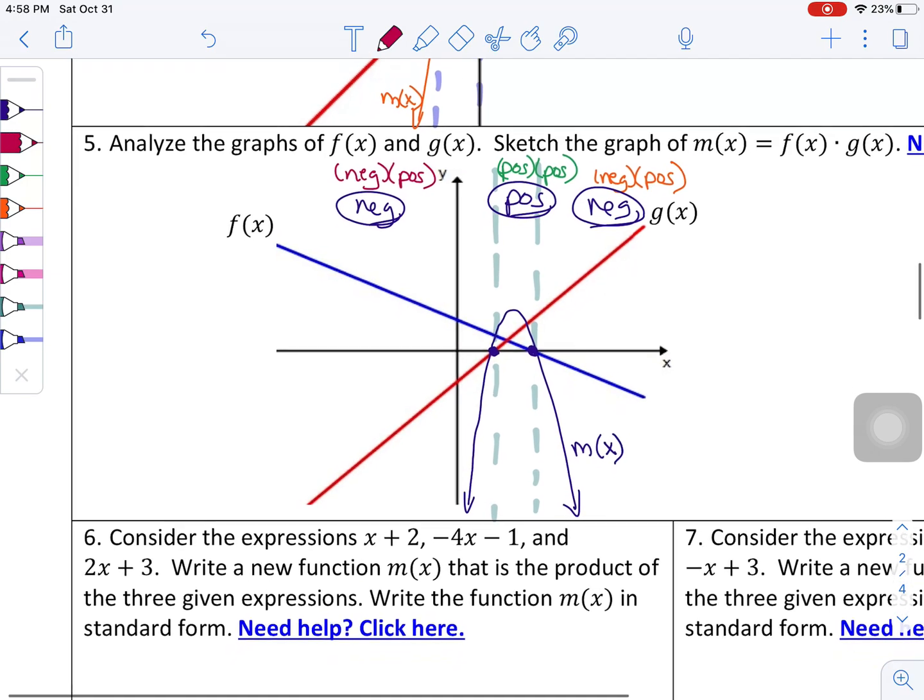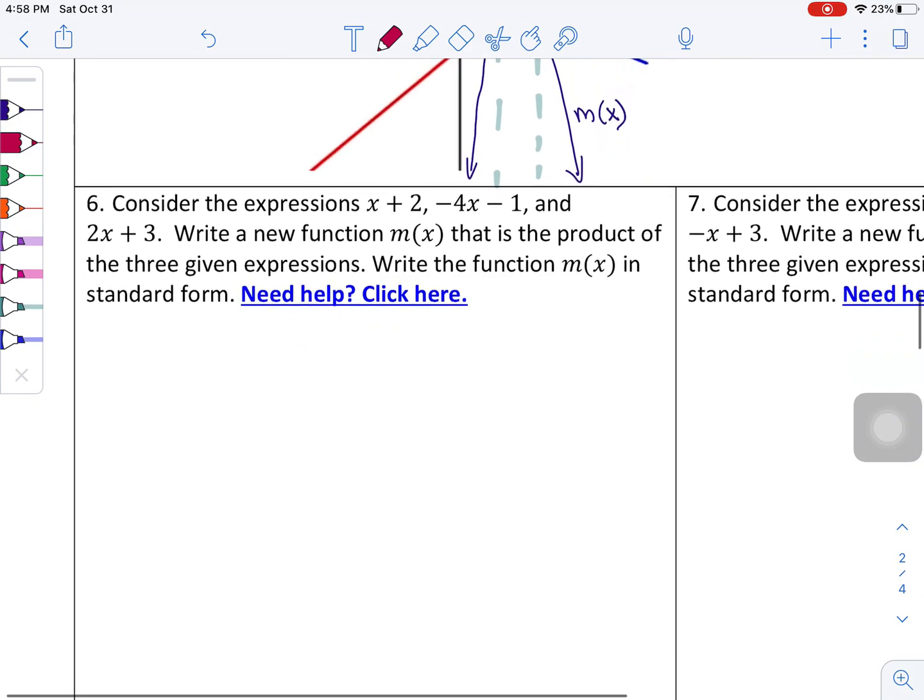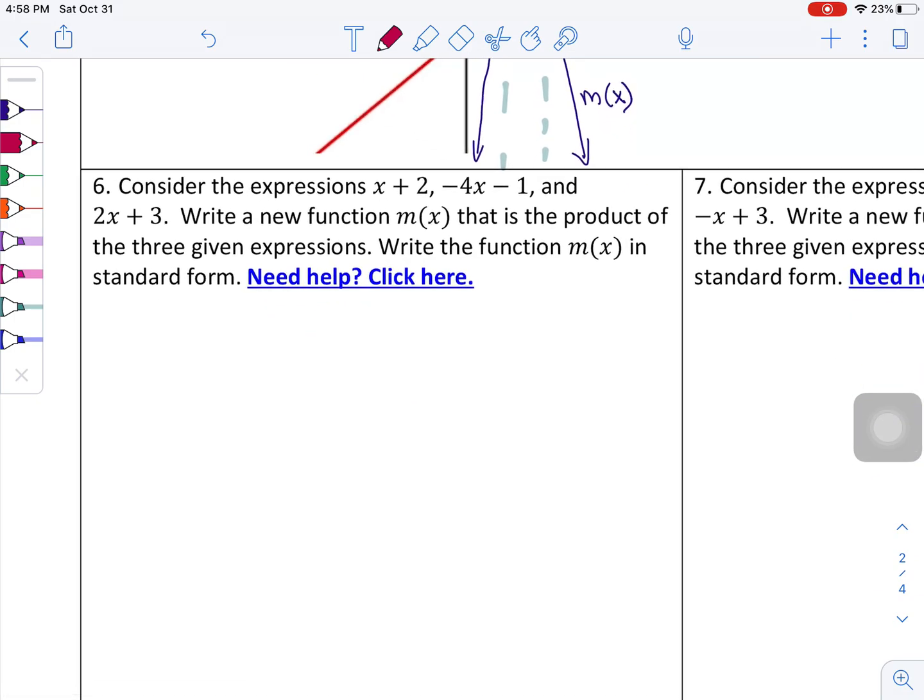I'm going to go ahead and drop on down to number 6 here. All right, keep moving through this page. All right, consider the expressions. You've got x plus 2. We've got negative 4x minus 1 and 2x plus 3. Write a new function m of x, so m of x, that is the product of the three given expressions.